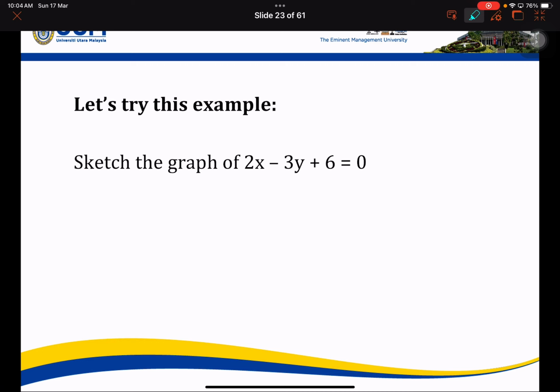What is the y-intercept there? What is y-intercept? What is x-intercept? Minus 3. Okay. This line going up or going down? Increasing or decreasing? Increasing.